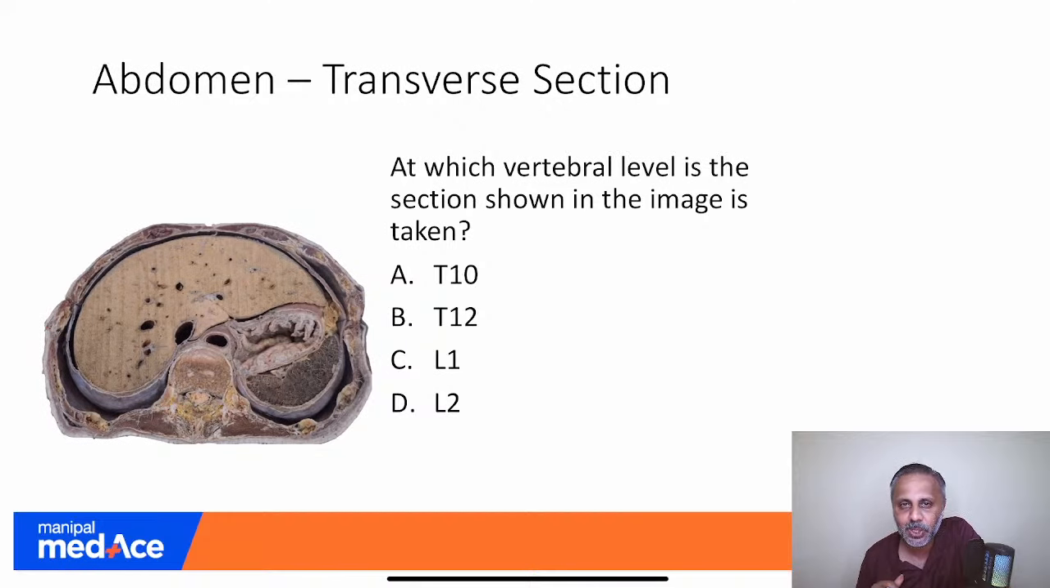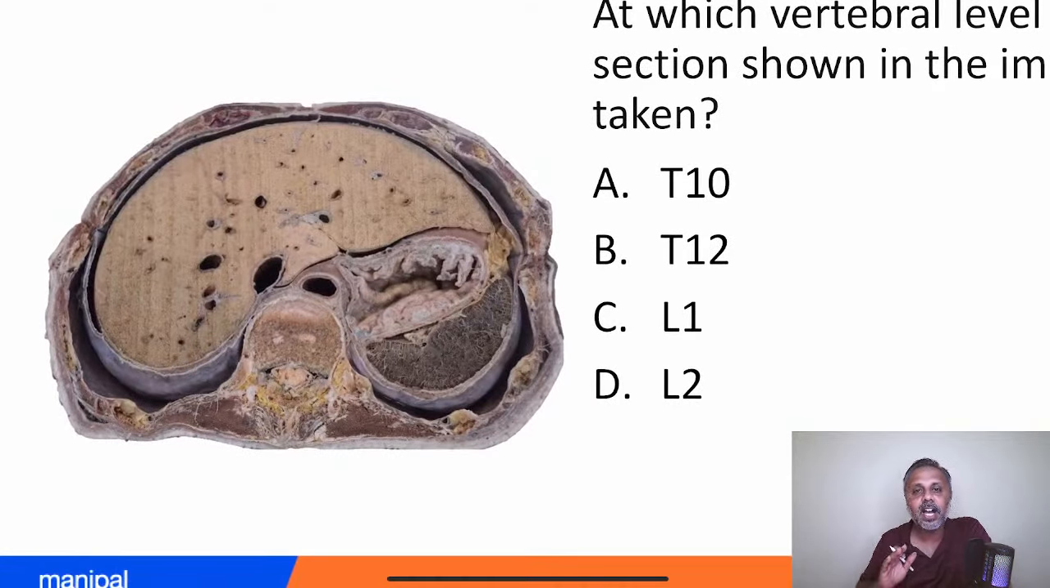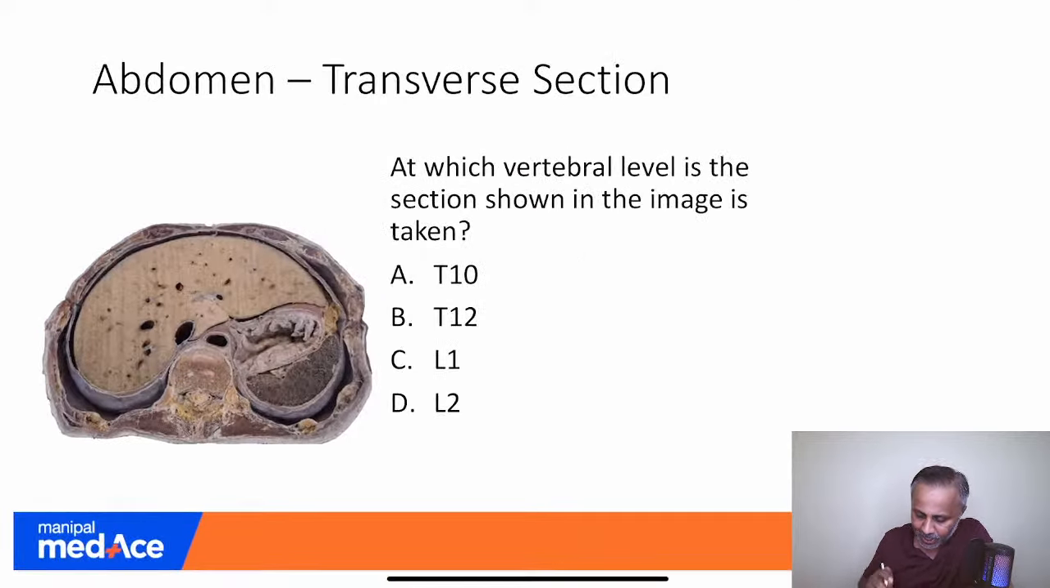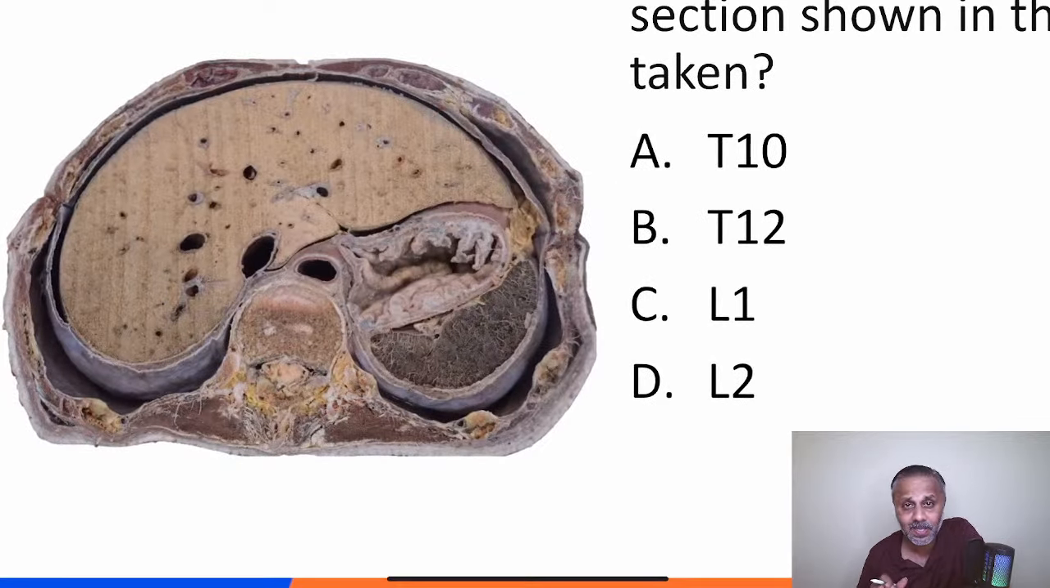I believe this was also an image based question. Now what you can actually see is a cadaveric image. This is not a schematic representation. This is a cadaveric image. So what was asked: at which vertebral level was this section taken? Again, you have the vertebral level given. Now the trick is to identify what section this is and at what vertebral level it has been taken.